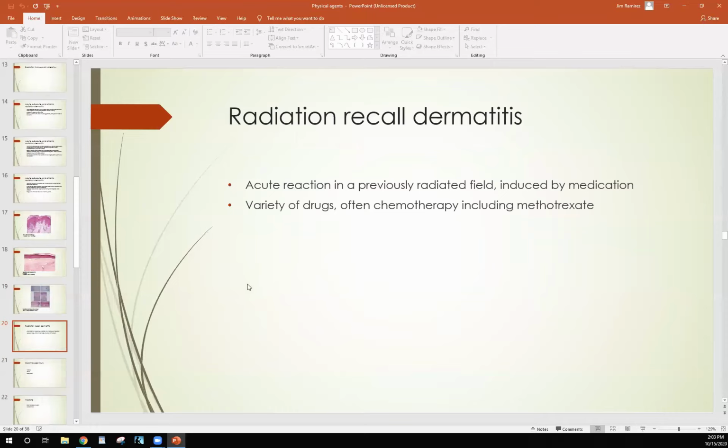And I mentioned earlier that we had UV radiation recall dermatitis. So radiation recall dermatitis, kind of its cousin, and you get this acute reaction in a field that's been previously irradiated, induced by medication. As I said earlier, chemotherapy agents are often implicated. Methotrexate, very common, so important to be aware of that.